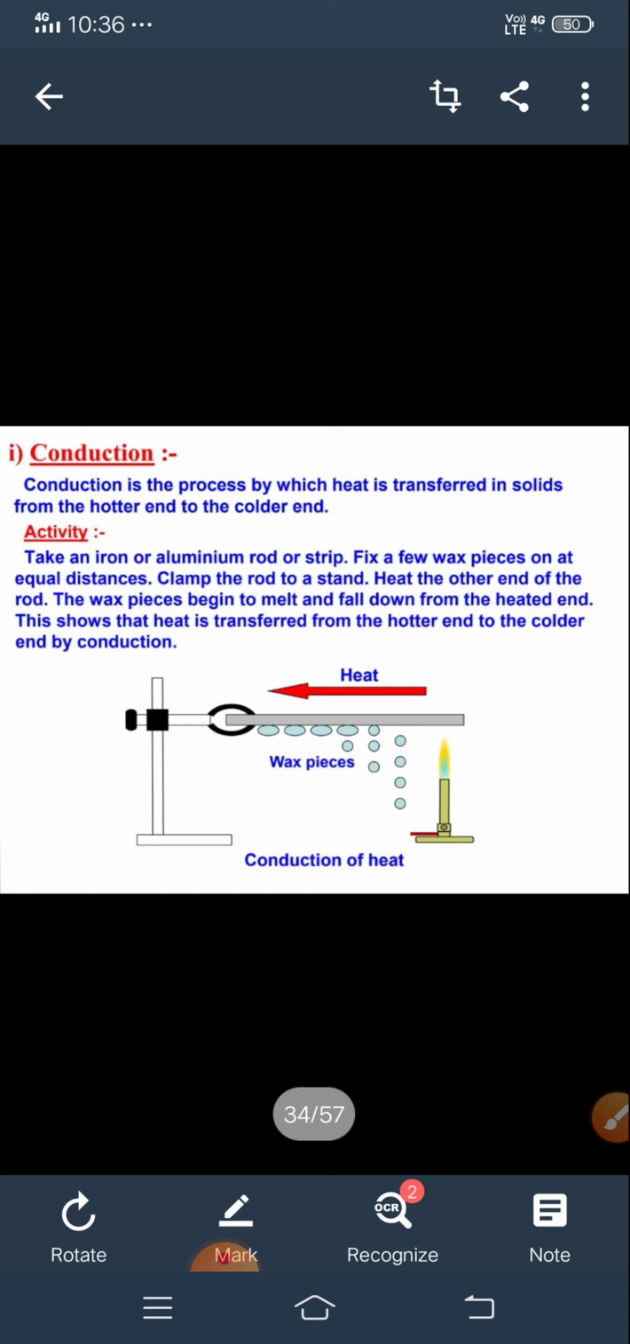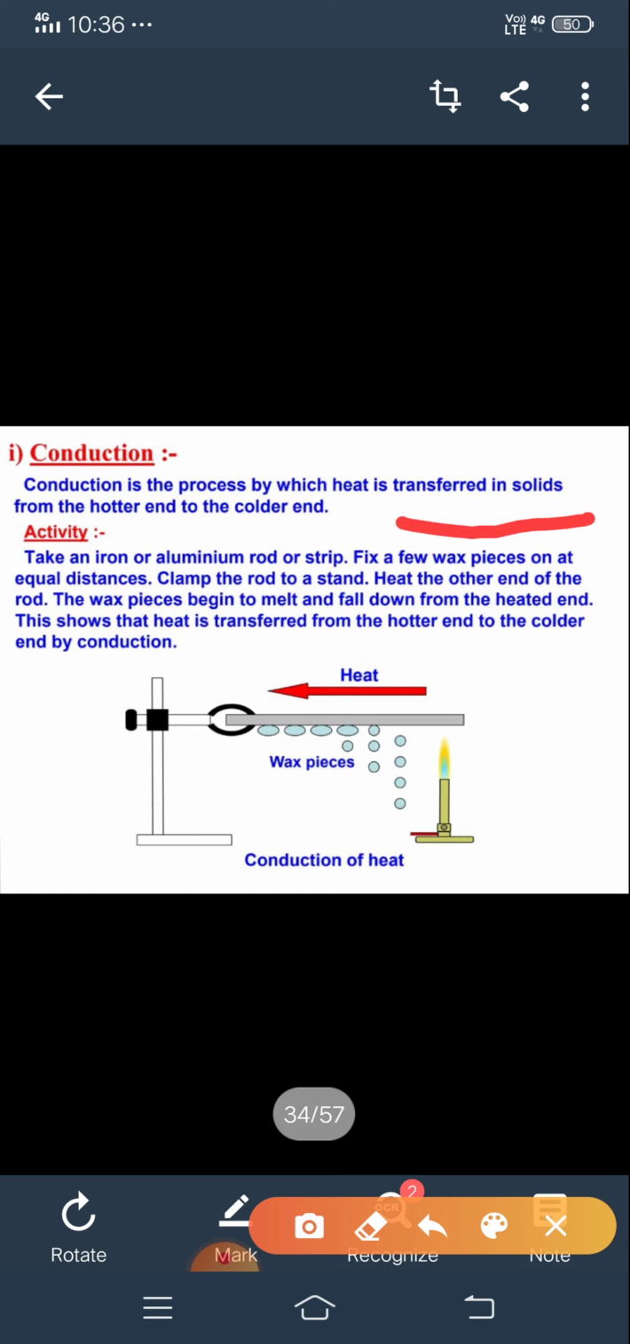Okay, let us move. What do you mean by conduction? As you know about the conductor, where heat can pass easily in that object, it is known as conduction. Conduction is the process by which heat is transferred in solids. It is a very easy definition. Conduction is a process in which heat is transferred in solids from the hotter end to the colder end.